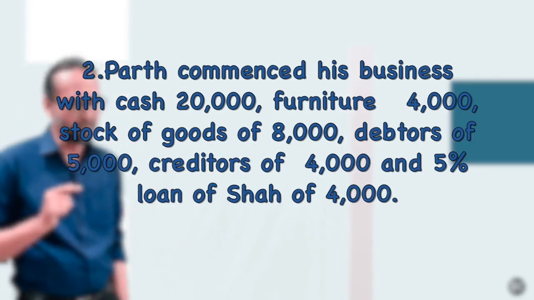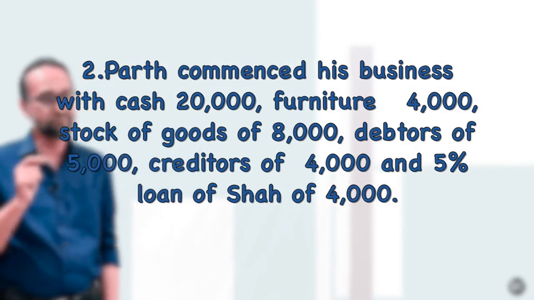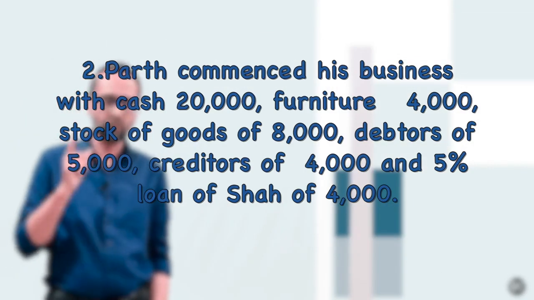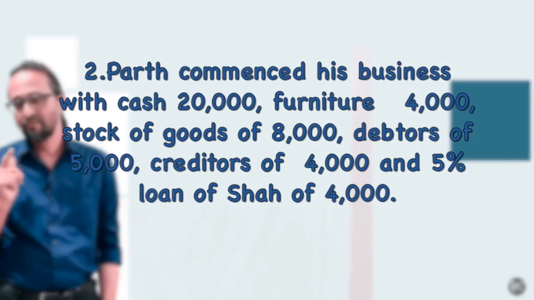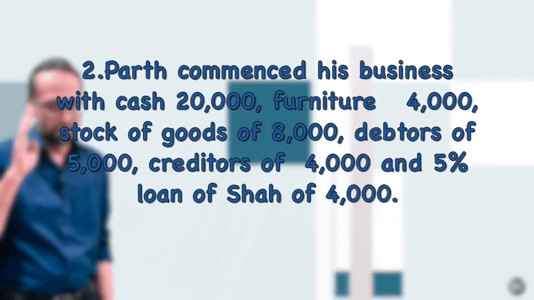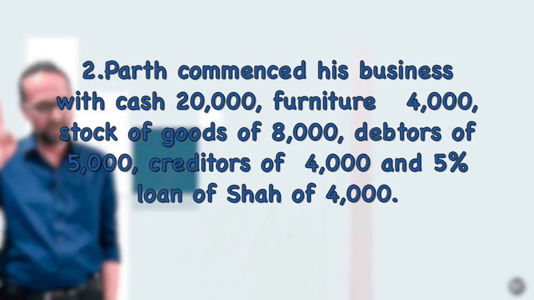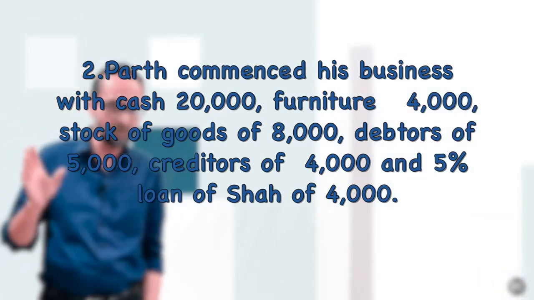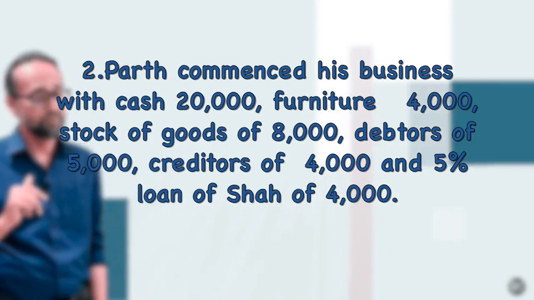Parth commenced his business with cash of 20,000, furniture of 4,000, stock of 8,000, debtors of 5,000, creditors of 4,000 and a 5% loan of Mr. Shah of 4,000. This is our transaction. Again I repeat the transaction: Parth commenced his business with cash of 20,000, furniture of 4,000, stock of rupees 8,000, debtors of rupees 5,000, creditors of rupees 4,000 and a 5% loan of 4,000.